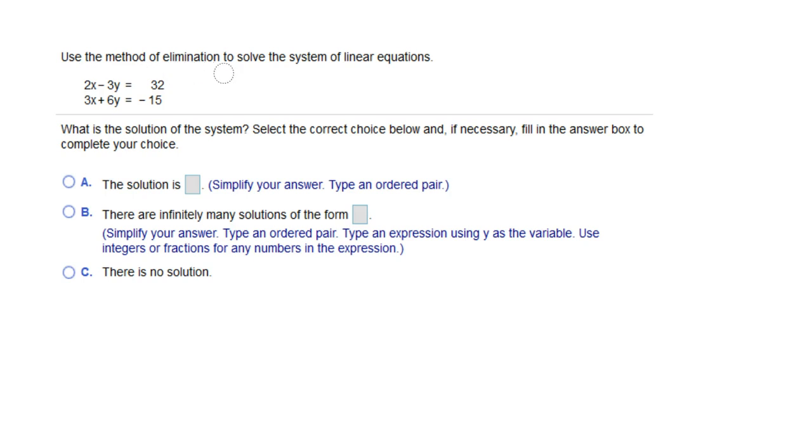Use the method of elimination to solve the system of linear equations. We have 2x minus 3y equals 32, 3x plus 6y equals negative 15.